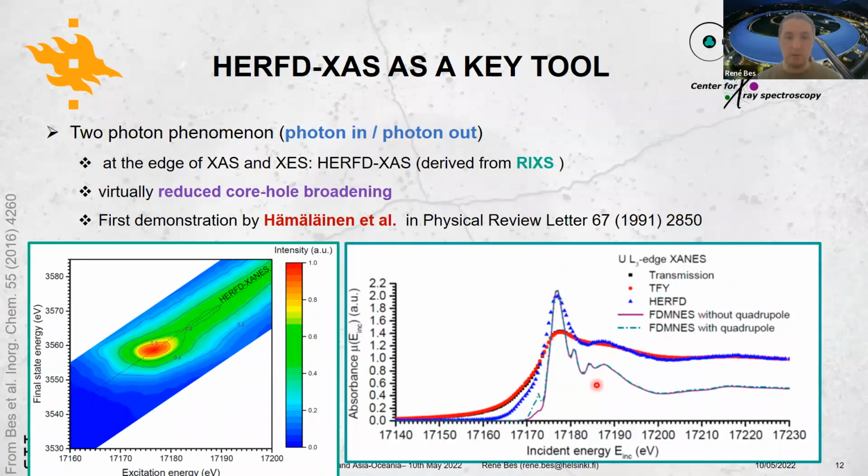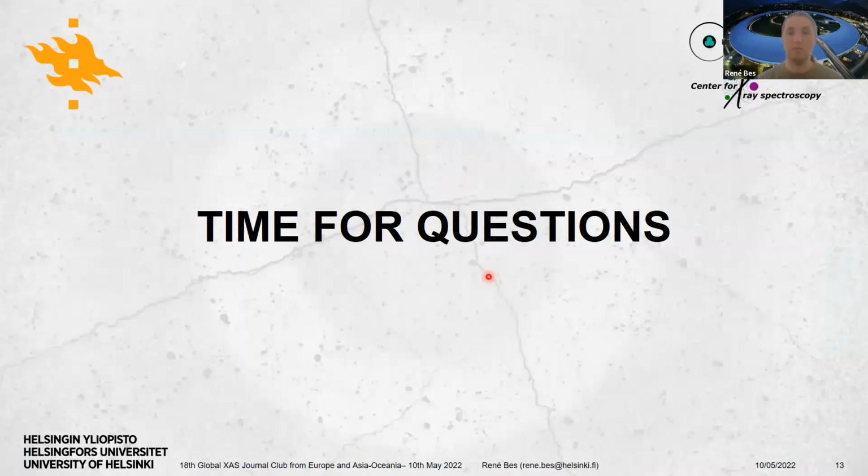And here you have an example on one of the uranium compounds, where you have a comparison between the transmission in black dots, the total fluorescence yield in red, and the high resolution in blue, where you can see features more resolved, and a comparison with calculations, where you can see all the features and can try to explain all of them. Yes, so it's time for a little bit of questions. So you know why we are studying these materials and what to use in order to get the best information out of the samples.